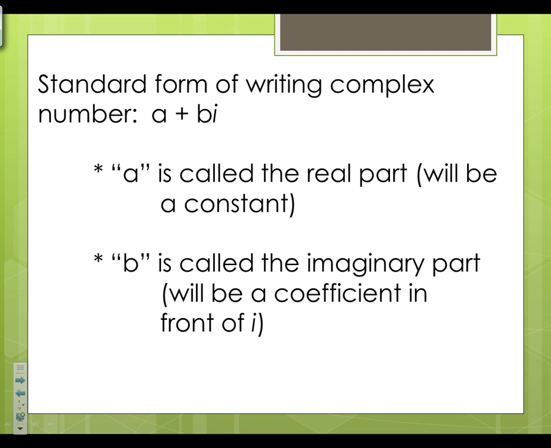The standard form of writing a complex number is a plus bi. Now, a is just going to be a constant. So if you have a number added to that i term, put the constant first. Then b is just going to be the imaginary part, and b is the coefficient in that part. So a plus bi is going to be the form that you need to have your answers listed in when you have complex terms.